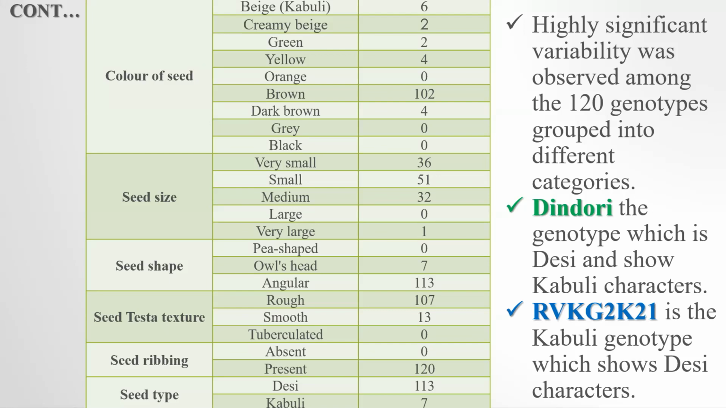Among these 120 genotypes, Dindori was one genotype which is of Desi type but shows Kabuli characters, such as white flower, creamy beige seed coat color, and no anthocyanin pigmentation. In Dindori, the flower is white instead of pink, and it is without anthocyanin pigmentation. RVKG 2K21 is another genotype, which is Kabuli but shows Desi characters such as pink flower color and anthocyanin pigmentation.